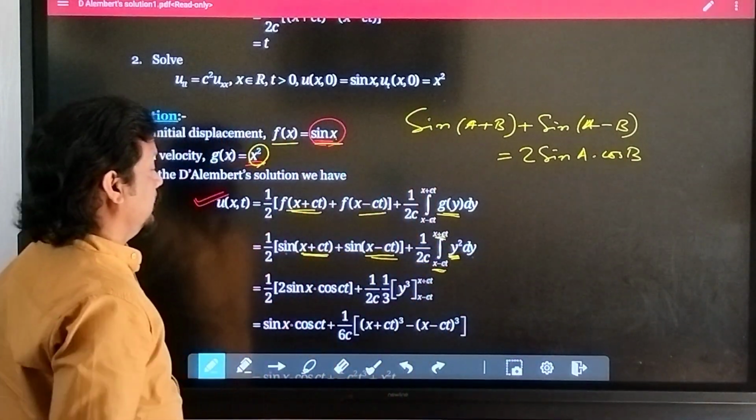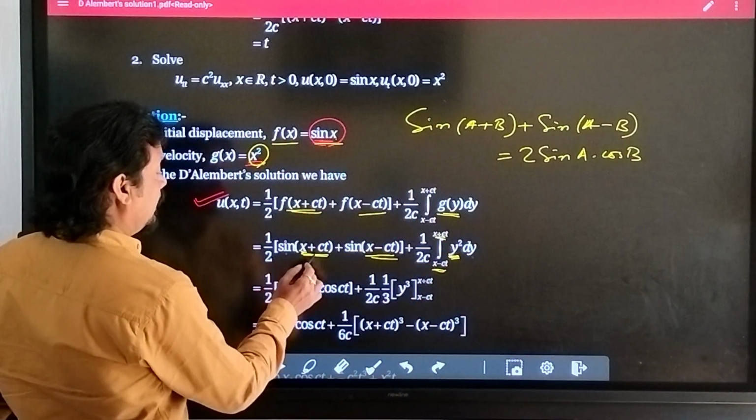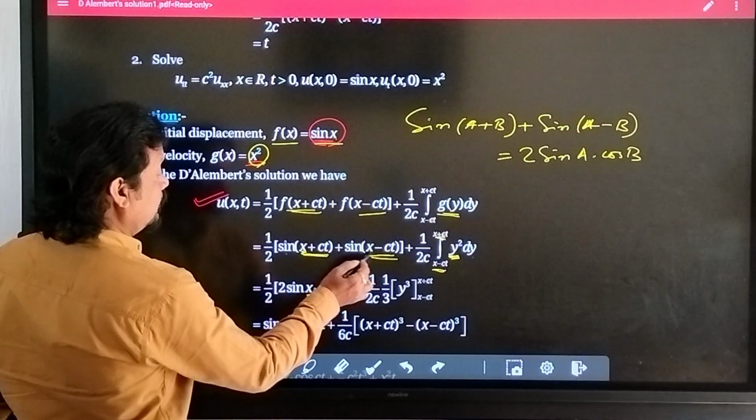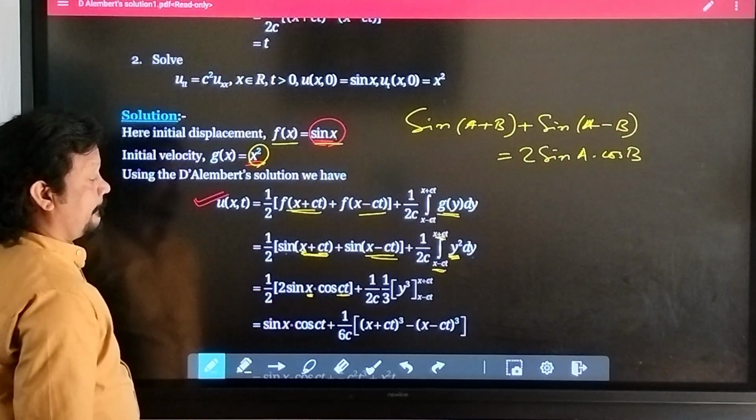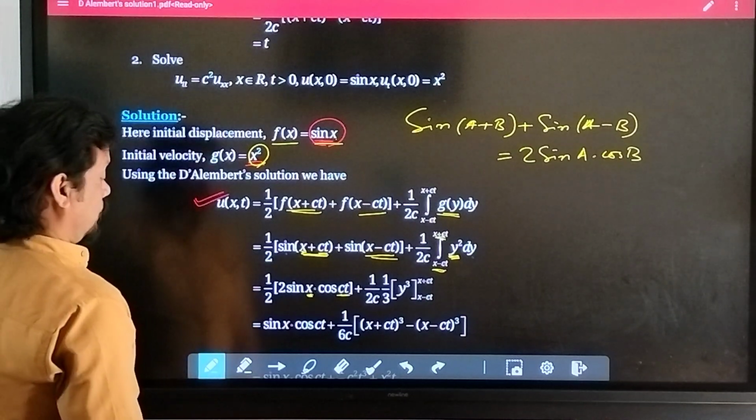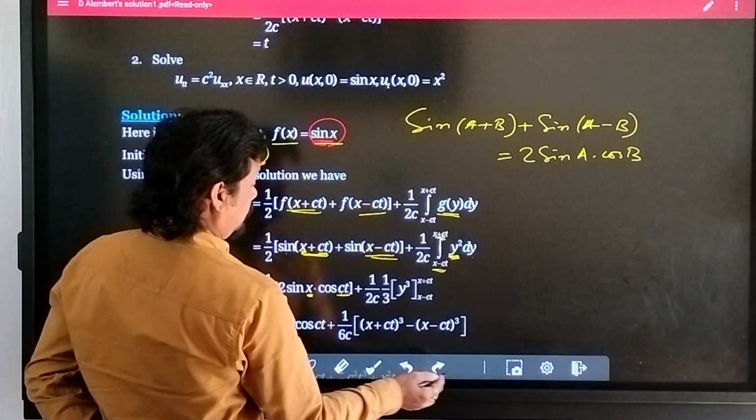2 sin a into cos b. So 2 sin a, here a is x, into cos b, here b is ct. So 2 sin x into cos ct. Okay. So let us see here.